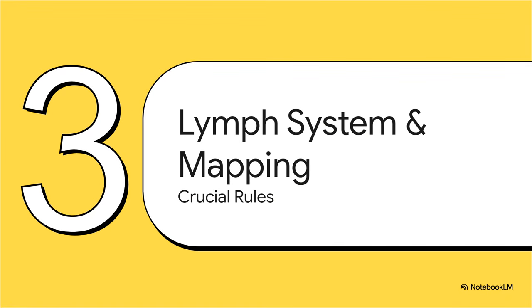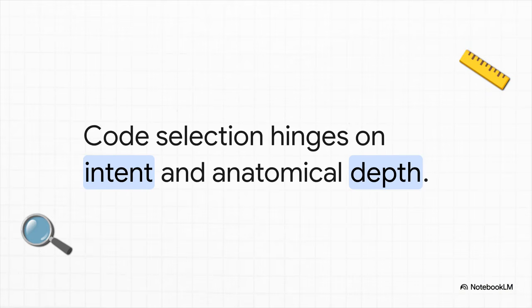All right, Section 3, lymph system and mapping rules. For limited lymph node sampling, your code selection hinges on intent and depth. Are they doing an excision or just a biopsy? And is the approach superficial, just right under the skin, or deep into the muscle? The documentation must explicitly state this depth, otherwise you risk grabbing the wrong code.